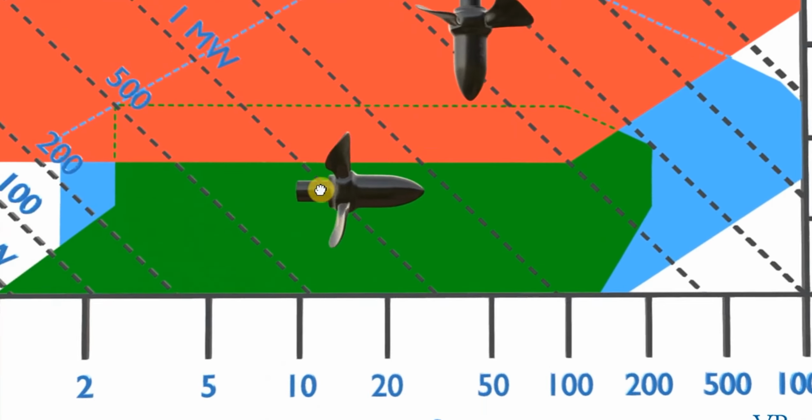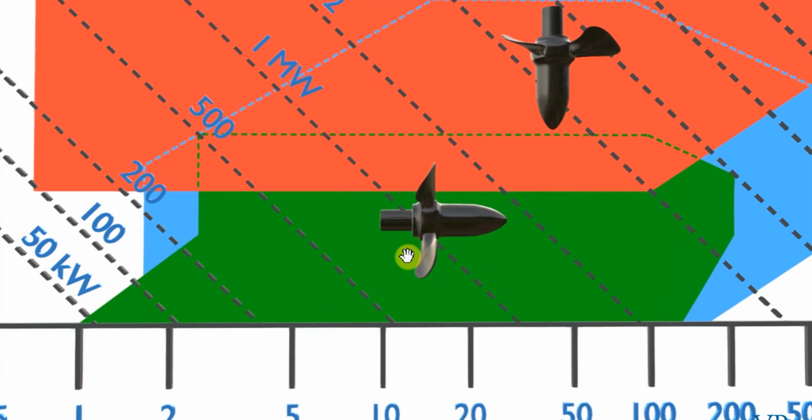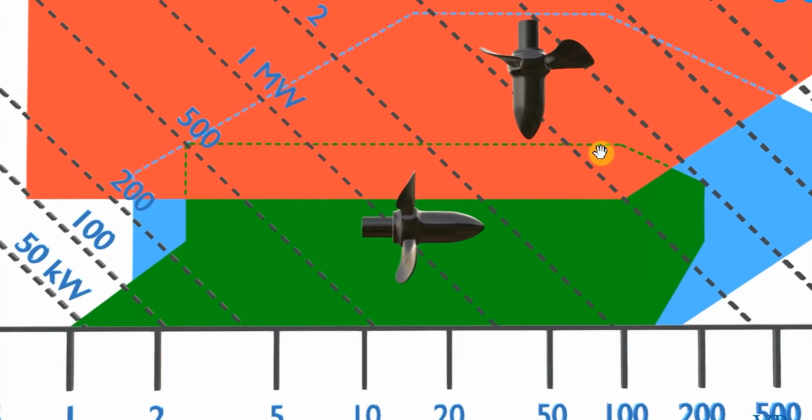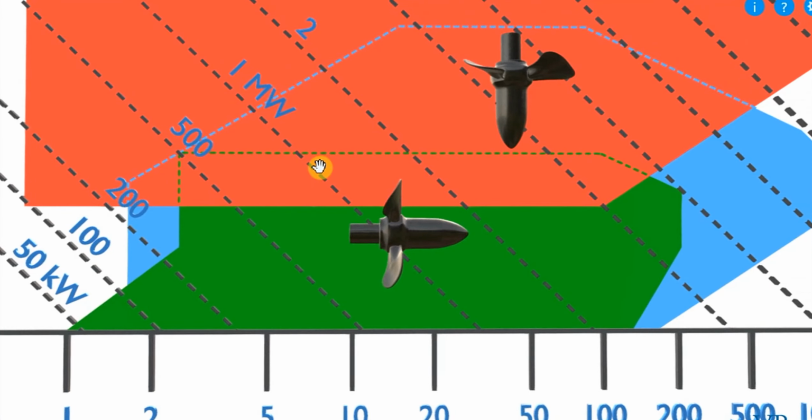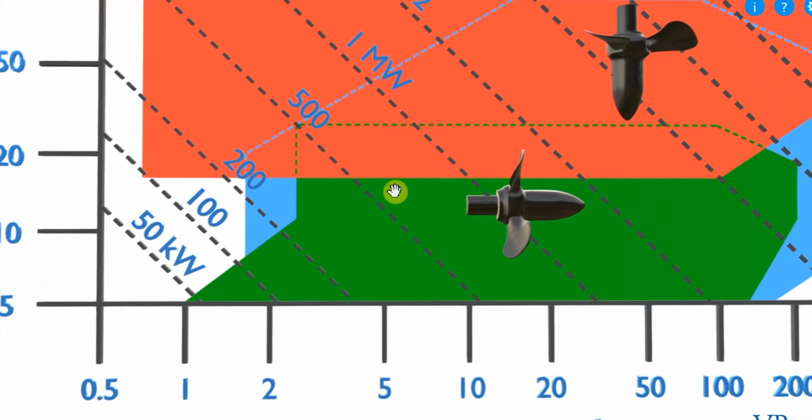Notice that each one of these turbine runners has been allocated a section on the graph. This horizontal Kaplan runner operates within this section of the graph here where my mouse is going. So everything that is green up until the green dotted line as well.